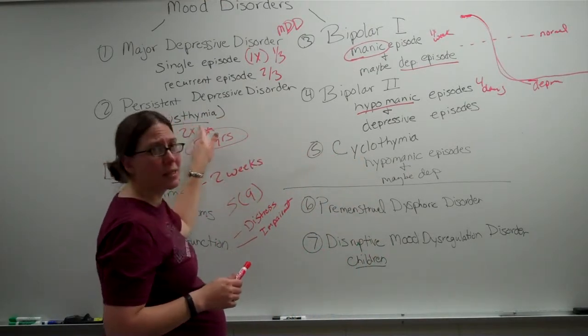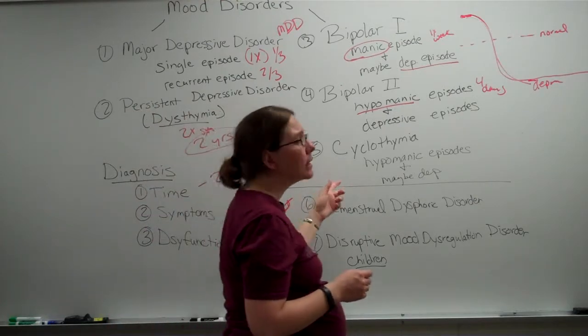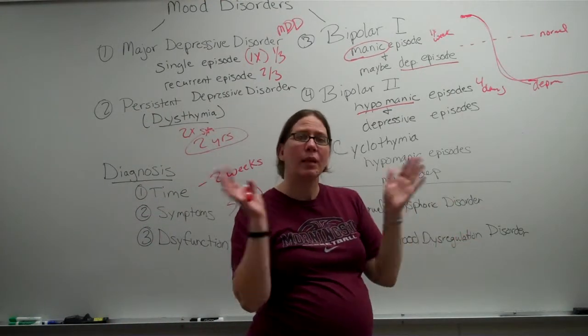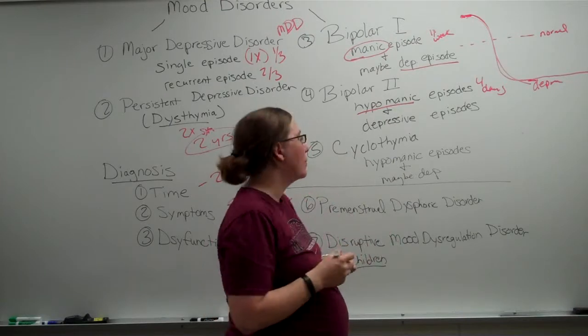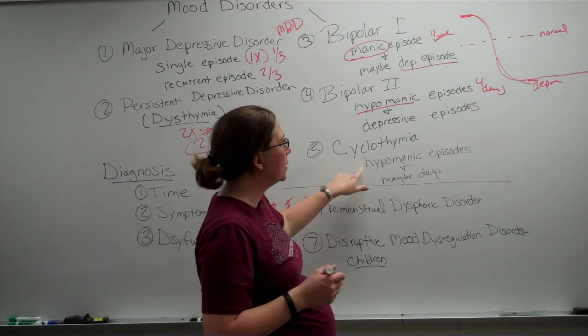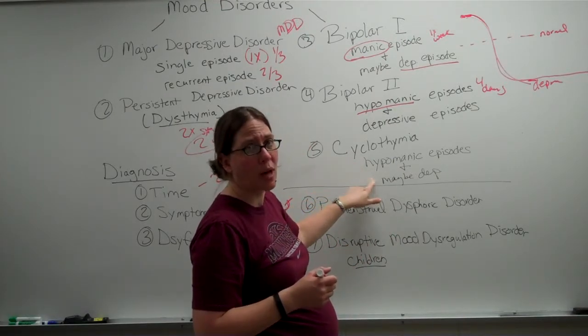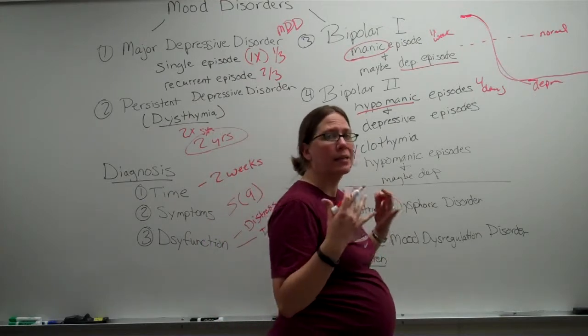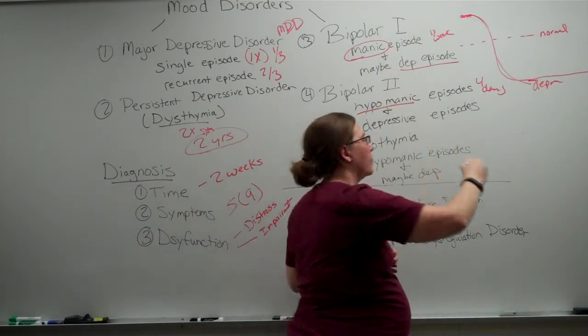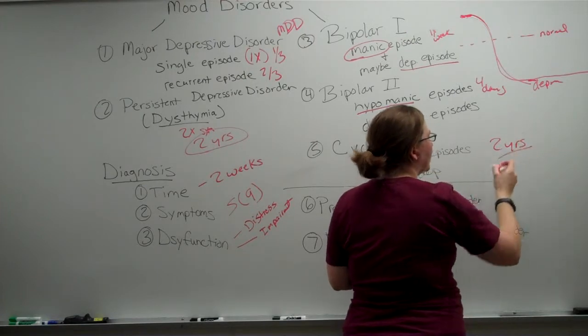Cyclothymia is very similar to dysthymia. That's why I still like the word dysthymia, because you can connect them. It's basically a chronic but less severe form of the bipolar. So you have hypomanic episodes, and you might have some depression as well, but they're just not as severe as the bipolar up here. And again, they have to last for 2 years.